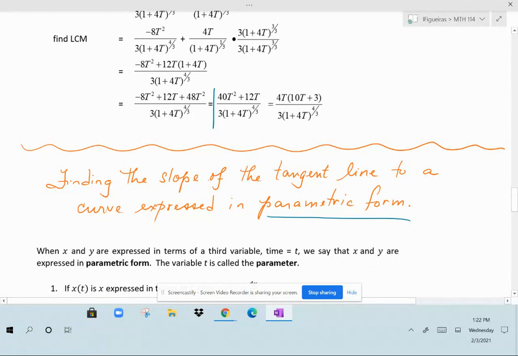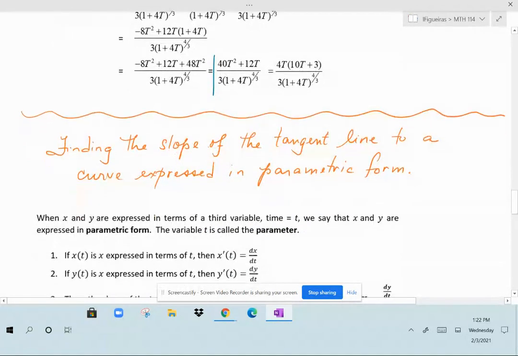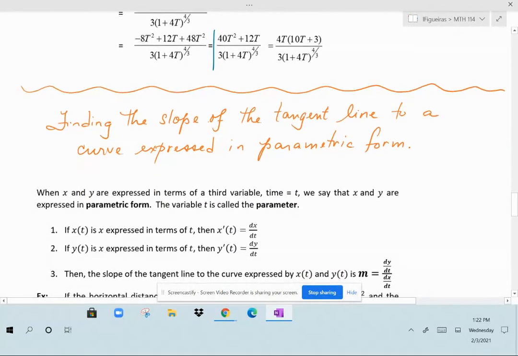When x and y are expressed in terms of a third variable, and that third variable is usually t, oftentimes t stands for time, although it doesn't have to, we say that x and y are expressed in parametric form, and the variable t is called a parameter. So not only are we dealing with x and y, we now have this new variable t to be concerned with.